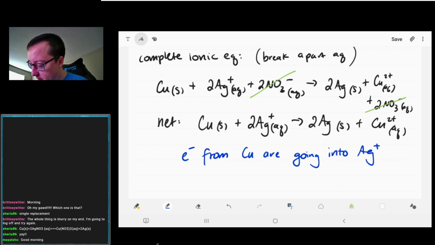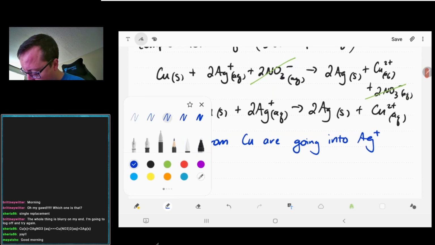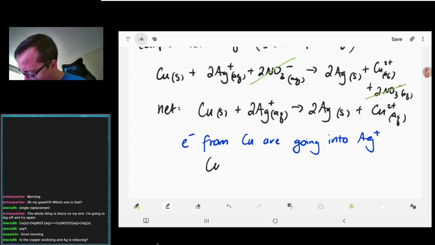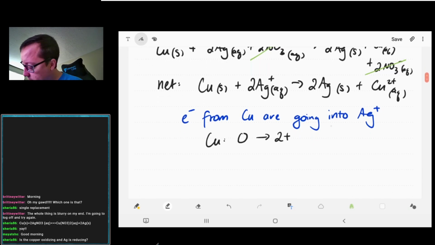How do we know that? We have copper going from uncharged to a charge of 2 plus. Yes, Sherry, absolutely. So yes, that is exactly what is happening. And so this means, of course, that it is losing electrons. So copper is going from neutral copper into copper 2 plus. So it's losing electrons, right? Because it's becoming more positive.